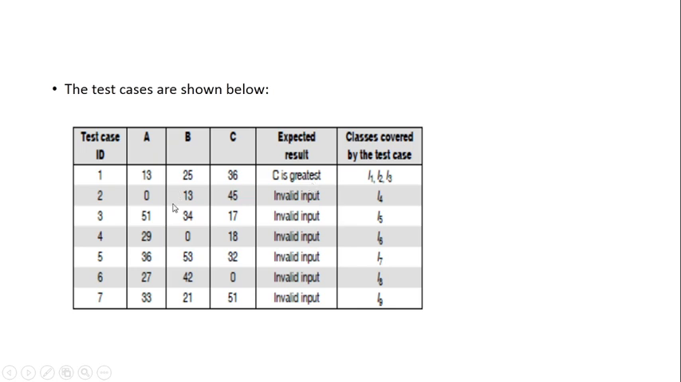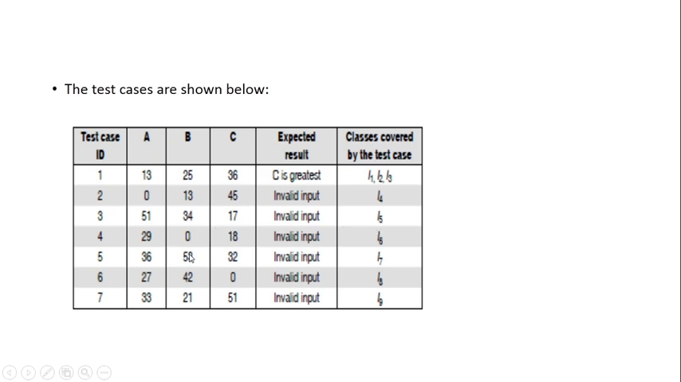Now other inputs will be for the invalid classes. So definitely we know the expected result will be invalid input. But how to design it? Let's assume in the first case we are taking A as 0 while B and C are in the given range. So it is less than the range, it is invalid, and it is going to satisfy the 4th class. Then in the next one, 3rd test case ID, we are taking A value greater than 50, that is 51 in this case. So it will give the expected result as invalid and it is satisfying the 5th one.